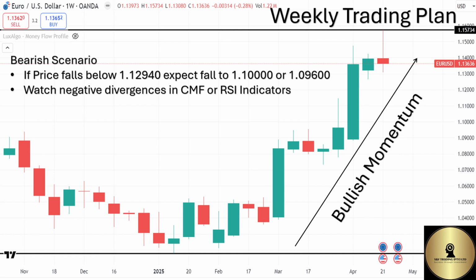Now, for the bearish scenario, if the price fails at 1.15 and closes below 1.1294, you should probably expect a deeper correction heading toward that 1.10 to 1.096 area. Also, keep an eye out for negative divergences in CMF or RSI. Those can be early warning signs that a reversal might be coming.